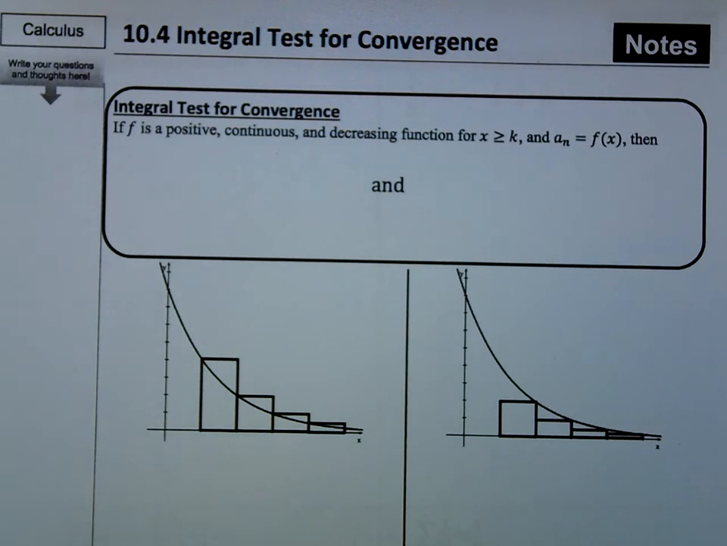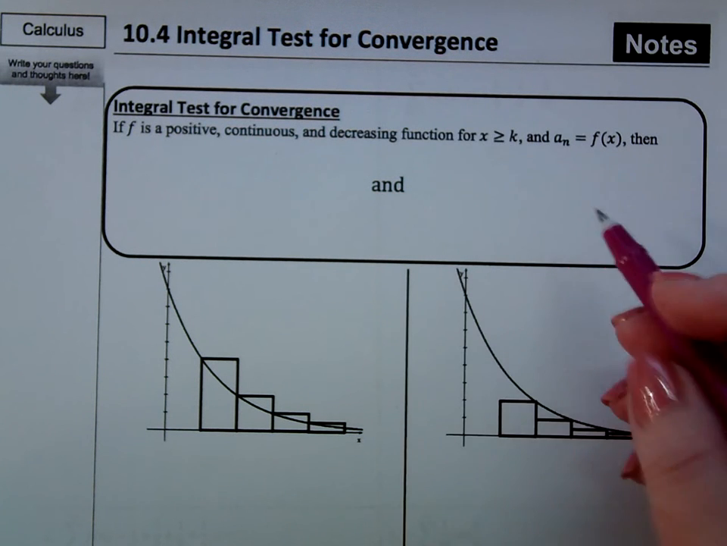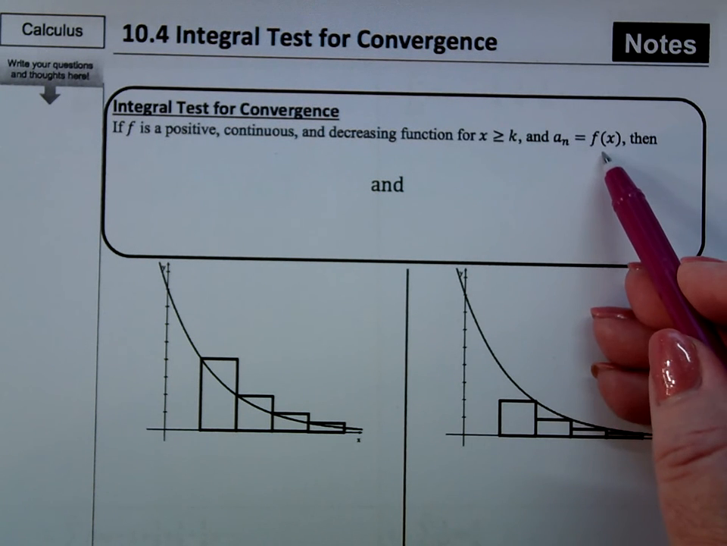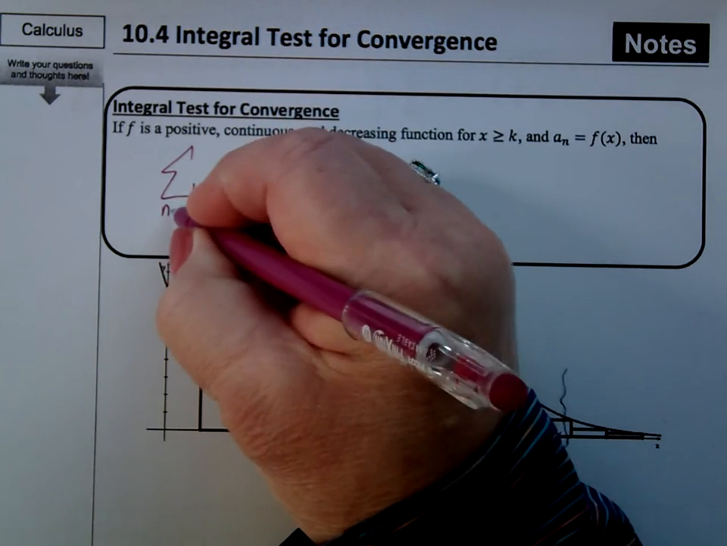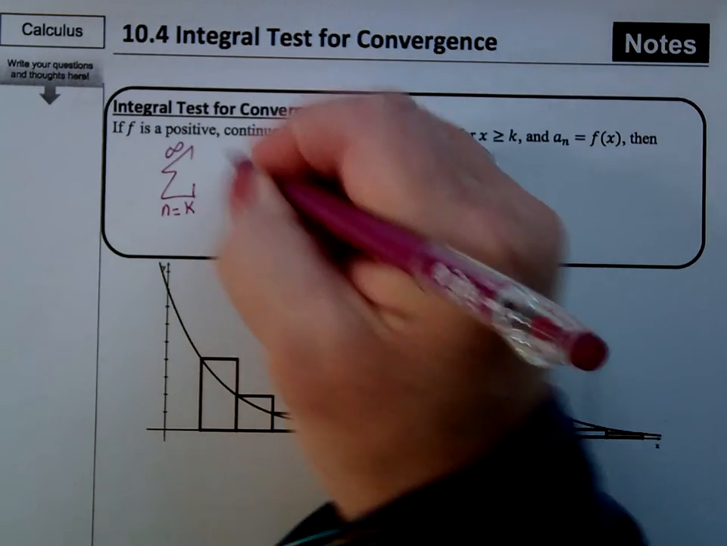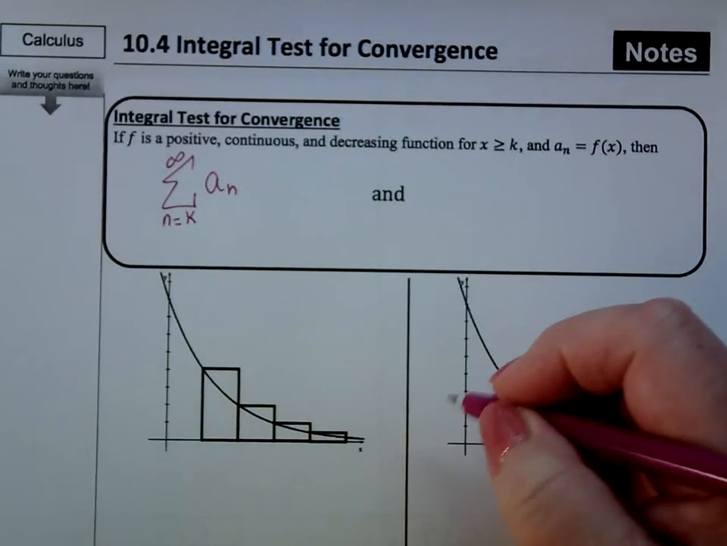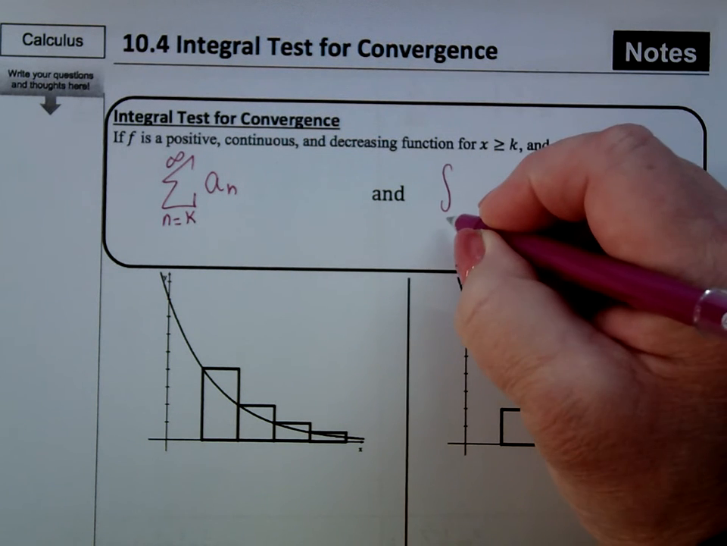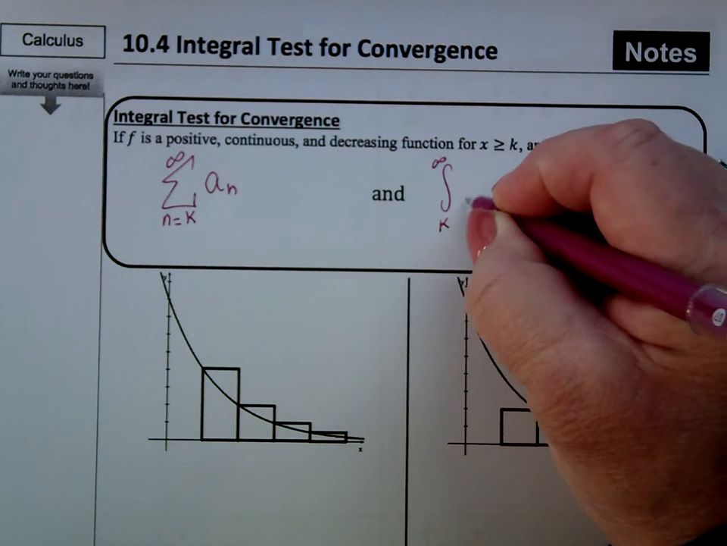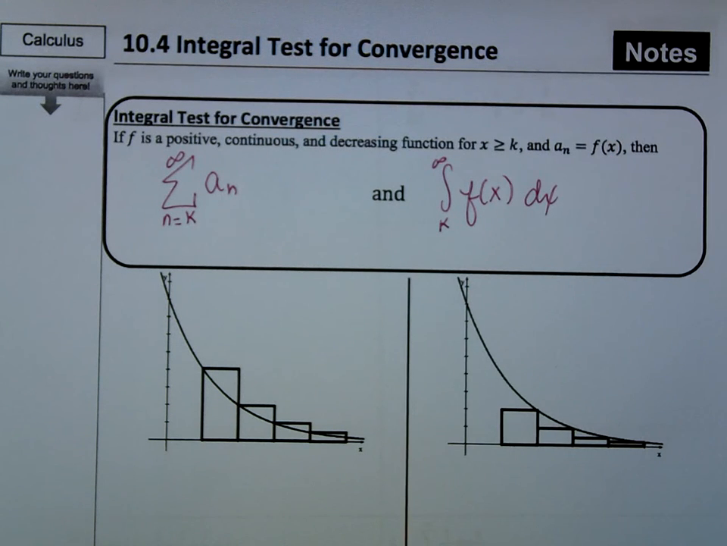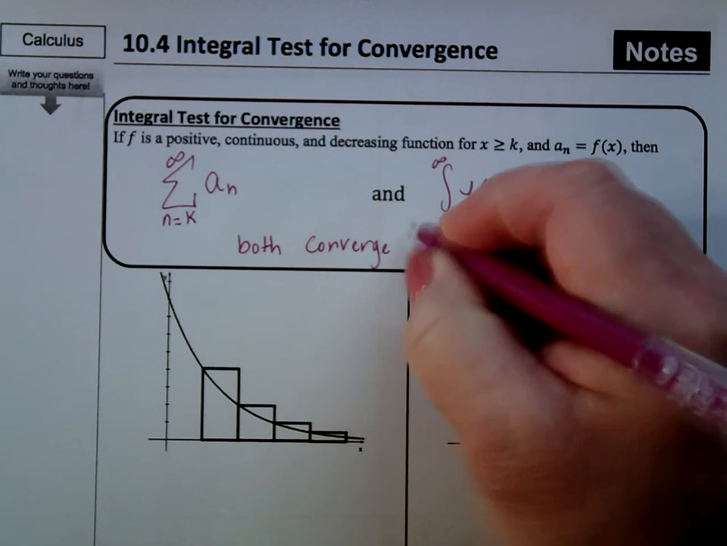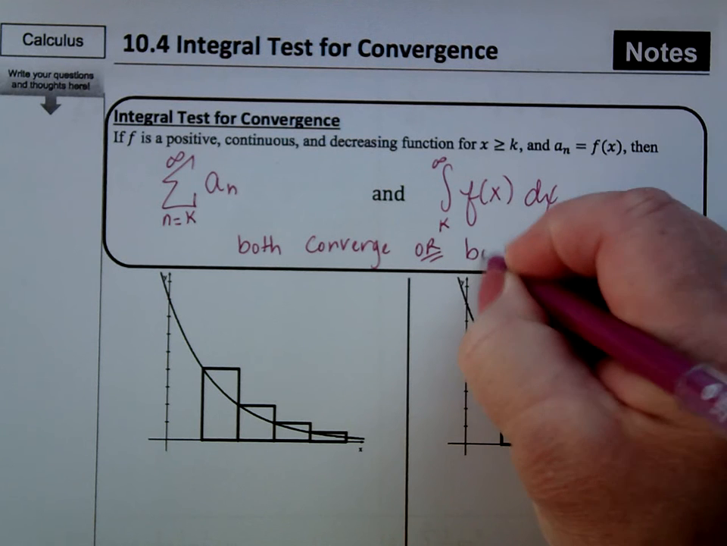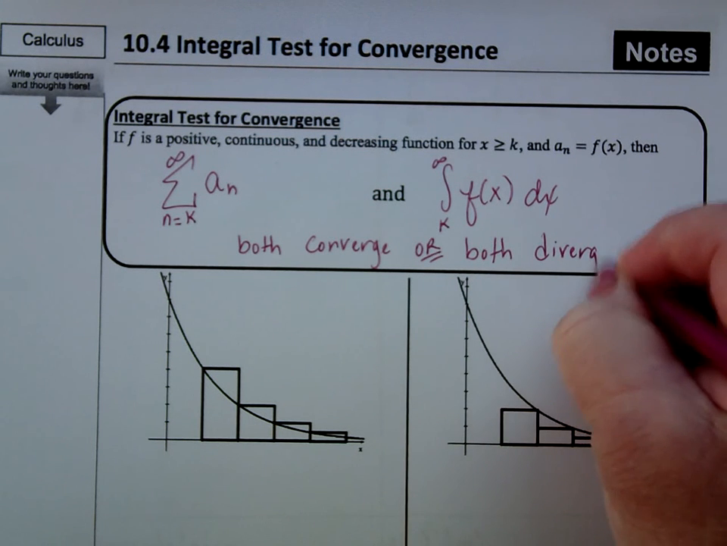It says, if f is positive, continuous, and decreasing for x greater than or equal to k, and a sub n is equal to the function f of x, then the sum as n equals k to infinity of a sub n, we've seen those before, and the integral from k to infinity of f of x dx with respect to x, they either both converge or both diverge by the integral test.